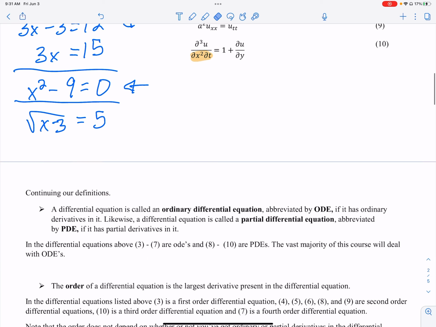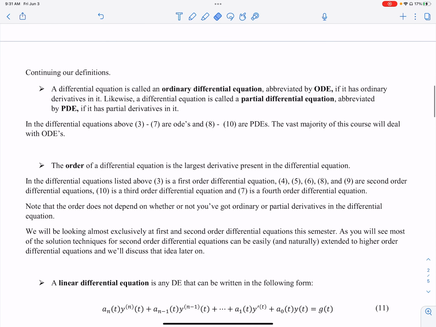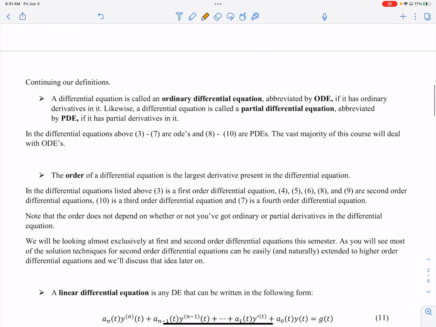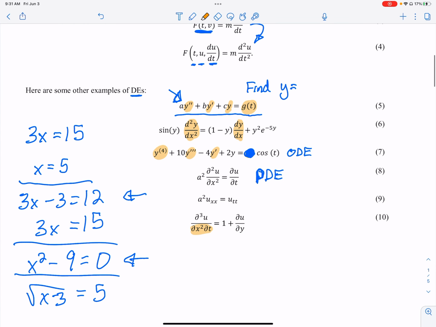All right, so let's add to our definitions. I went ahead and defined this on the last page. A differential equation is an ordinary differential equation, abbreviated ODE, if it has ordinary derivatives, and partial differential equations have partials in them. So if we go back, we have ODE, ODE, ODE, and then the last 3 are PDEs.